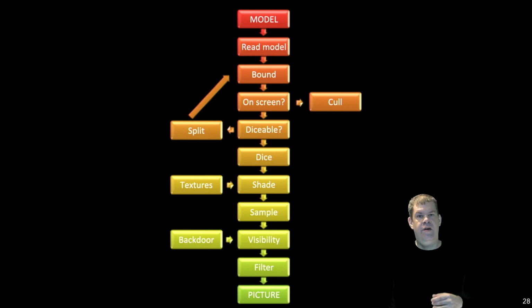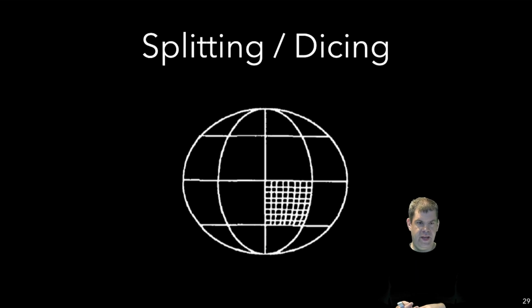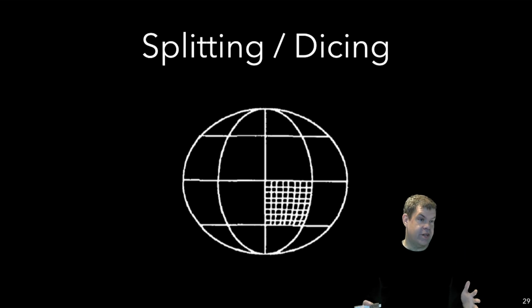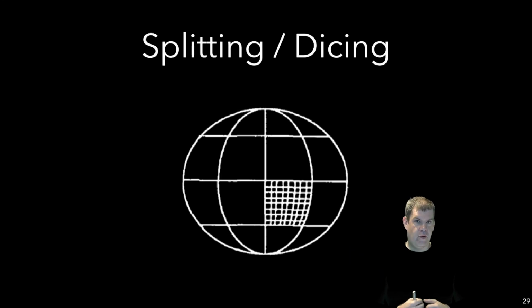So when we've decided the thing is visible, we'll check if it's diceable. That was the next call: is it diceable? What does that mean? If you think about object-oriented programming for a second, bound would be a call to your sphere object. Diceable would be a call that you also throw at the sphere object that returns a Boolean. So if you implement a new object in REYES, that would be a virtual method that you would have to override.